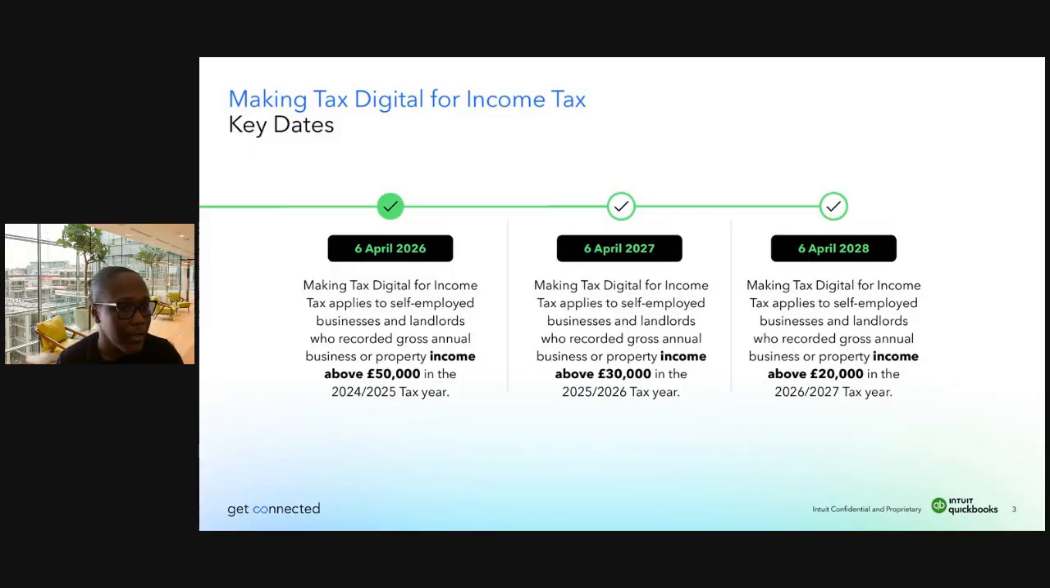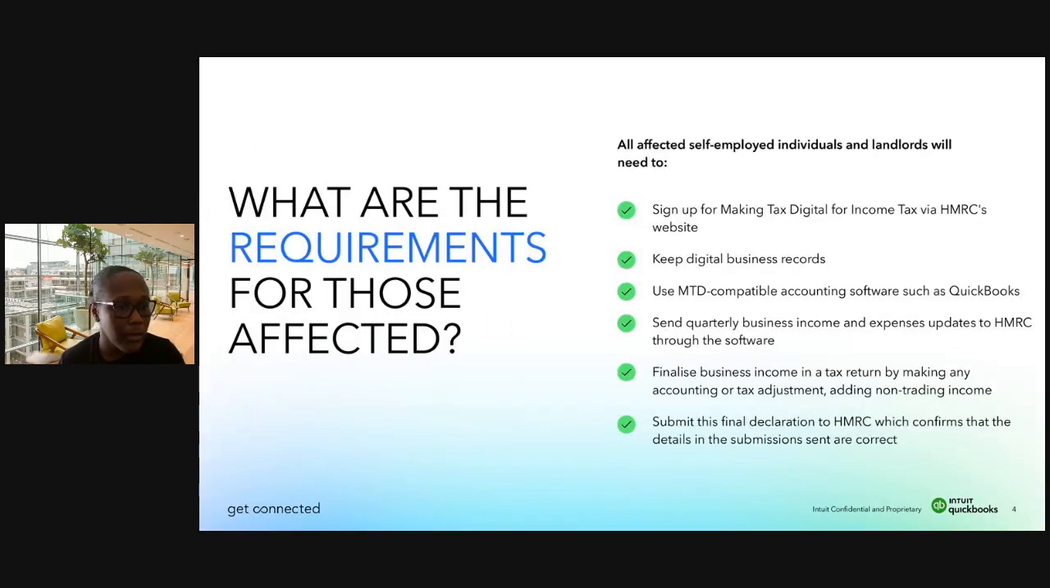Can we go to the next slide, please? So what are the requirements? You need to sign up to Making Tax Digital. So the first step is to do so on the HMRC website. You need to keep digital records. You need to use a MTD compatible accounting software such as QuickBooks. So you sign up to authorize QuickBooks after you've signed up to HMRC, to register with HMRC on their website.